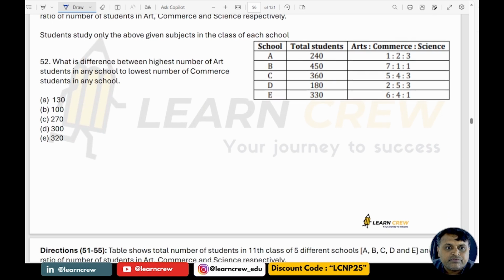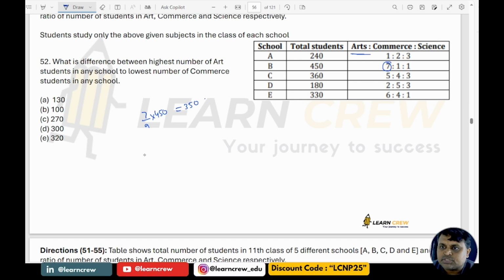Now question number 52. What is the difference between the highest number of art students in any school and the lowest number of commerce students in any school? For the highest number of art students, you can see here 7 by 9th of 450. 7 by 9 is the largest fraction out of 1 by 6, 7 by 9, 5 by 12, 2 by 10. Out of all these, 7 by 9 is the greatest. So 7 9ths of 450 is 350.